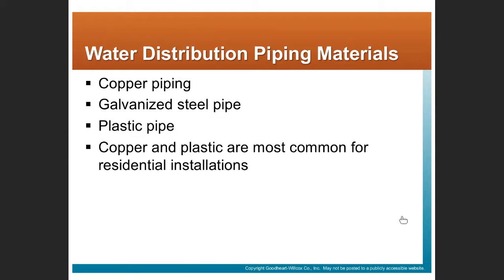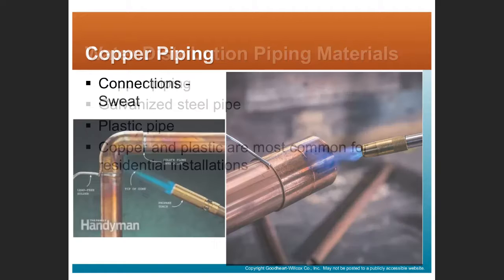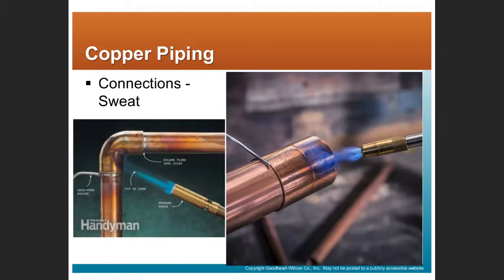Okay, getting toward the end here. Last couple units of the book, we talked about the MEP systems in buildings: mechanical, electrical, and plumbing. Plumbing, we talked about different materials that are used for water distribution piping. Copper piping.